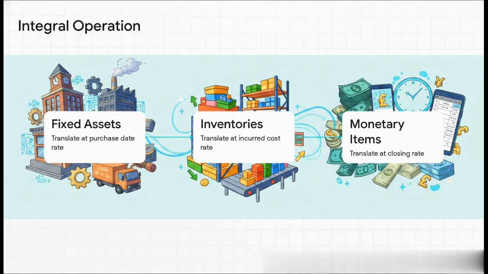Now, if they're dealing with an integral operation, the mentor gives Arjun his marching orders for a line-by-line translation. Fixed assets? They get translated using the historical rates from their exact date of purchase. Inventories? You use the rates from the exact moment those costs were incurred. And monetary items, things like cash and receivables, they are translated at the closing rate. This whole process ensures absolute fidelity back to the home office's reporting currency. It's like putting together a giant puzzle.